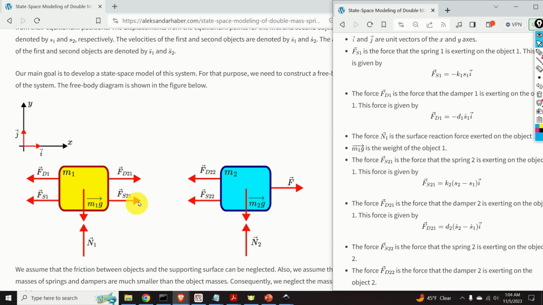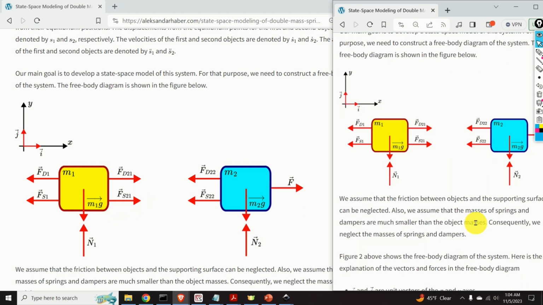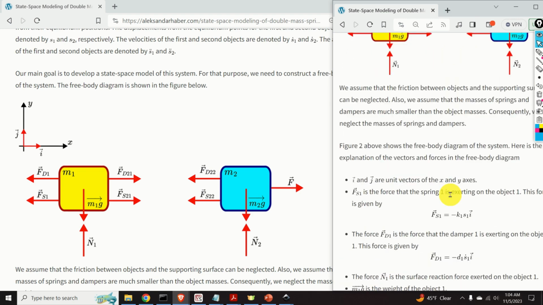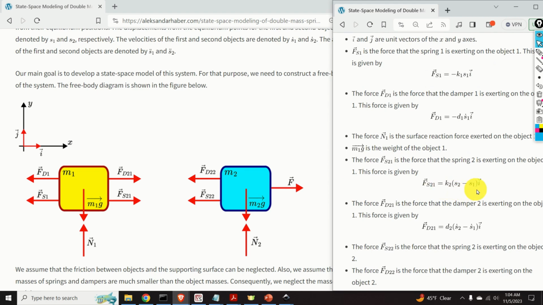Next, we have the force Fs21. This is the force that the second spring is exerting on the first object. The formula for this force is given over here. It's equal to K2, where K2 is the spring constant of the second spring, multiplying S2 minus S1. Over here, S2 is the displacement of the second object from its equilibrium point, and multiplying the unit vector i.